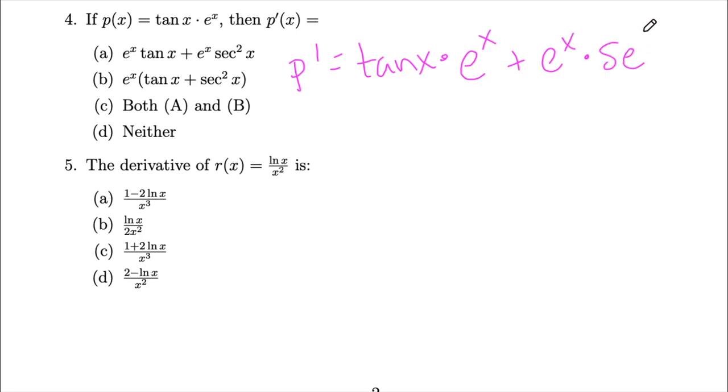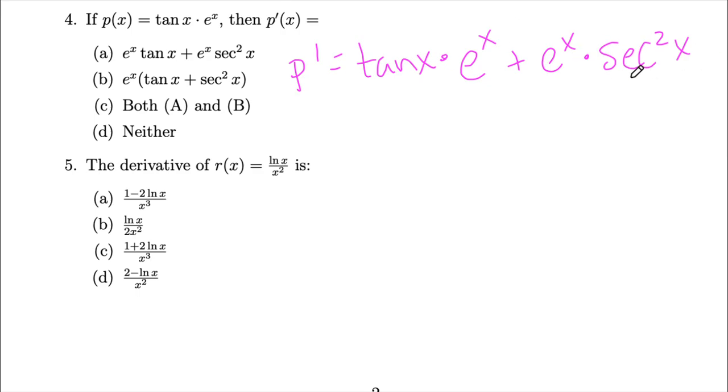Okay, so for number 4, we are going to have to use the product rule. Again, just note that we have two different functions being multiplied together. So in order to do this, to get p prime, we're going to do the first times the derivative of the second, which is just e to the x, plus the second times the derivative of the first, which is secant squared x.